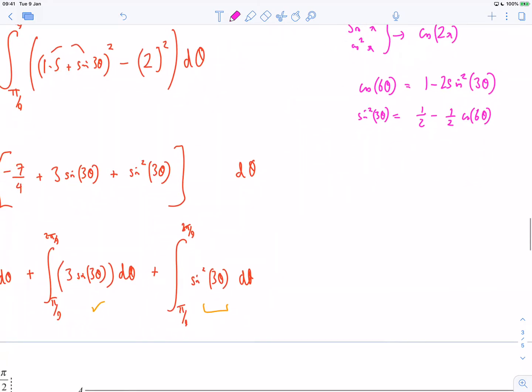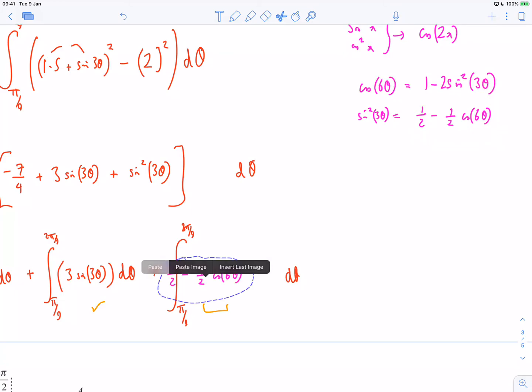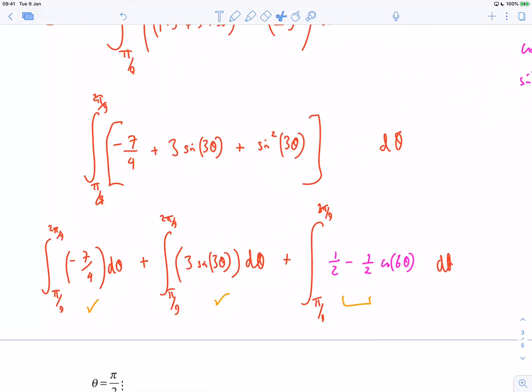So in actual fact, I'm hoping you can see, I can just get rid of this, and I can bring this stuff down, whack it here. I can actually tidy up some more, because I can take this half out, and I can add a half to this, which is 2 quarters, so this actually becomes minus 5 quarters.